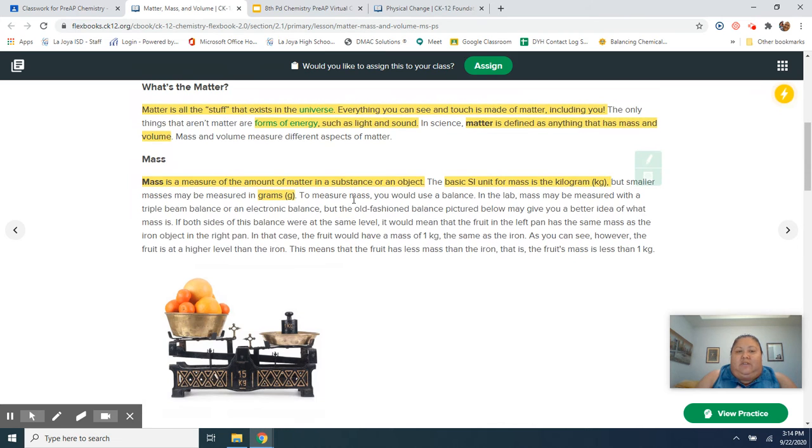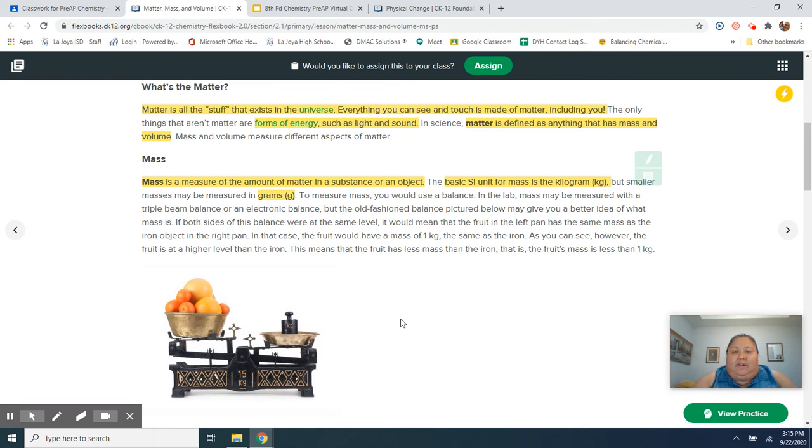All right, so all of this should be reviewed. This is all old stuff from your old science. We've already talked about mass and volume when we talked about density. So we're going to go really, really quick on this, okay? So bear with me, and if you have any questions, just reach out, okay? Matter is all the stuff that exists in the universe. Everything you can see and touch is made up of matter, including yourself.